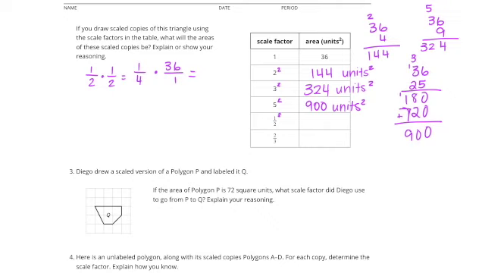And I don't know if you guys have seen this trick before, but I know that 4 can go into 36 9 times. So I mark them out and I simplify before I solve. So then that gives me 9 as my area here.